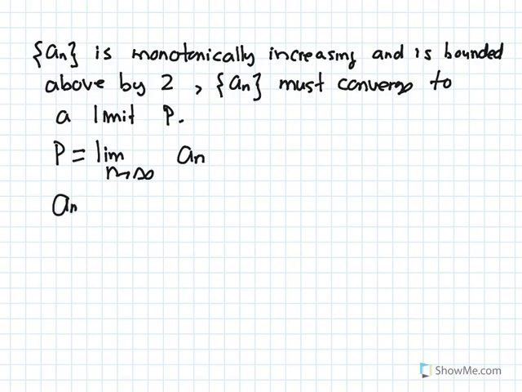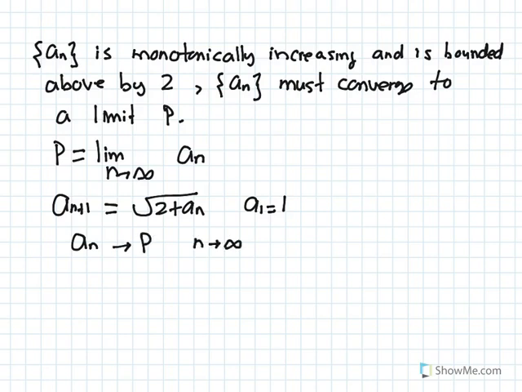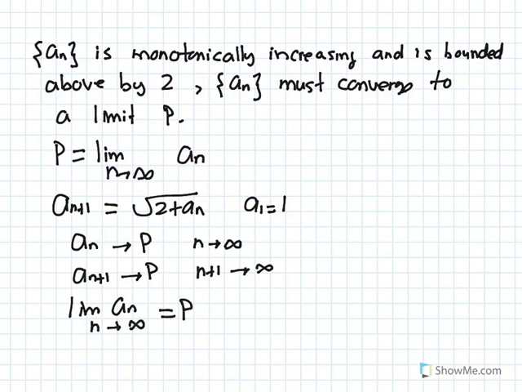The recurrence relationship is a_{n+1} is equal to the root of 2 plus a_n, and our starting point, the first term, a_1 is equal to 1. Now, key concept: when a_n approaches P as n goes to infinity, a_{n+1} also approaches P because n plus 1 is also going to approach infinity. So the limit of a_n as n goes to infinity is equal to P, but also the limit of the next term a_{n+1} is also P.